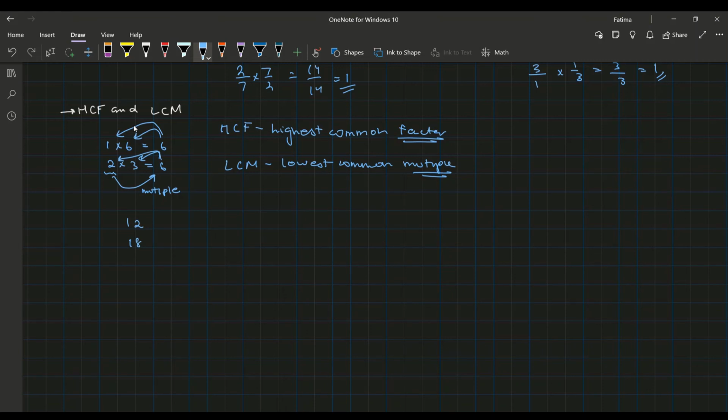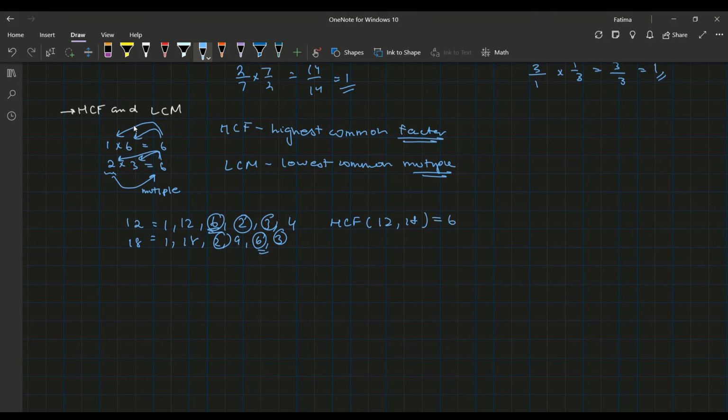So I know that the factors of 12 can be 1, 12, 6, 2, 3, and 4. And the factors of 18 can be 1, 18, 2, 9, 6, and 3. So you'll see that the common factors over here would be 6, 3, and 2. So out of this list, the highest common factor would be 6. So the HCF of 12 and 18 is 6.